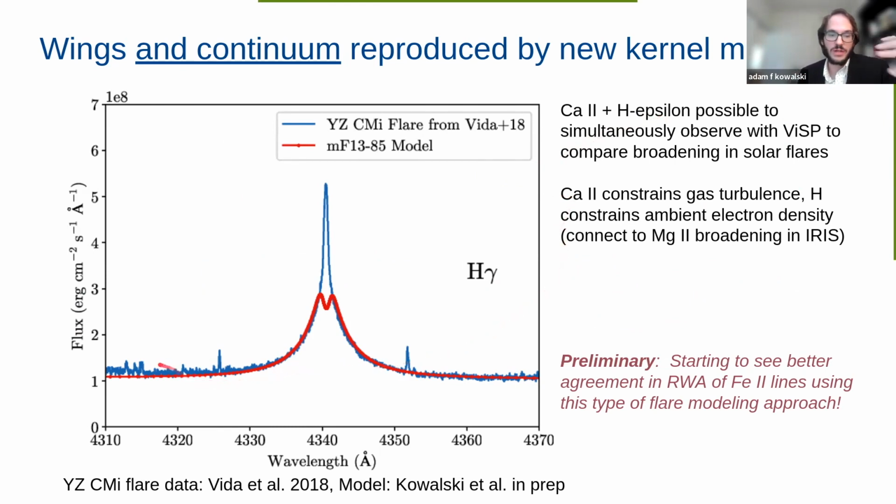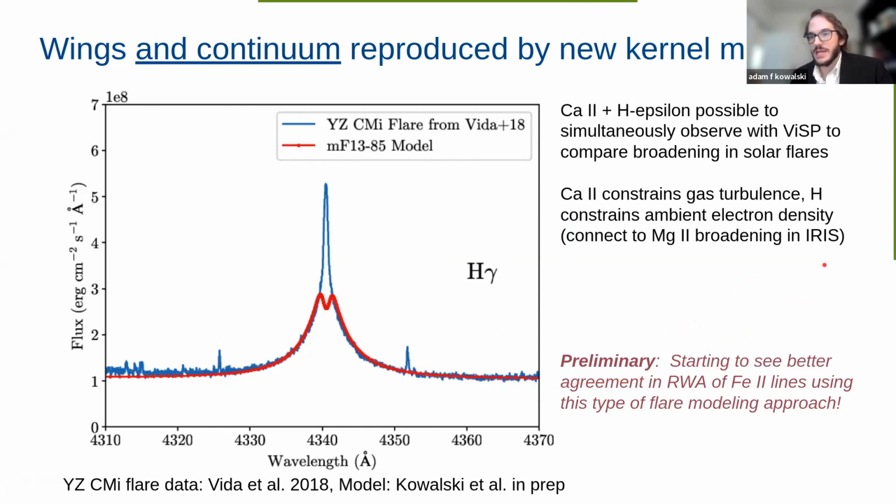Here's an example of a different stellar flare with very high spectral resolution. This is the H gamma line. And this is just the kernel model with the heating very deep in the chromosphere. And you can see that we very well reproduce the continuum and the shape of the wings here.